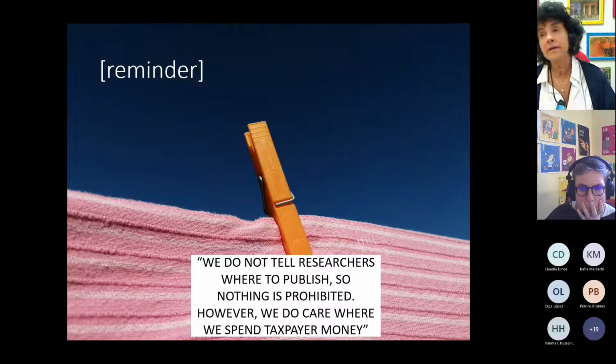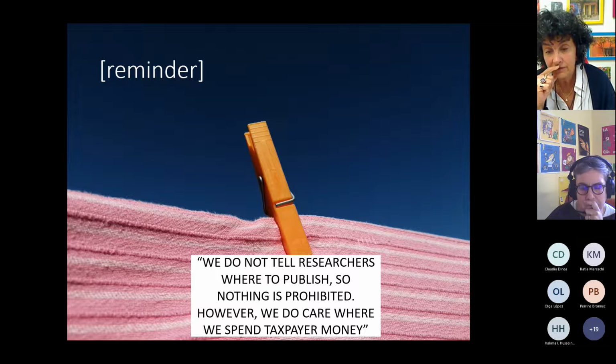Just a reminder here, it's not that at the Commission they became bad boys and they no longer want to pay for your open access costs. This is a private conversation with a person working at the Commission. We do not tell researchers where to publish, so nothing is prohibited. As we saw, you have first option ORE, second option open access journal, third option any subscription-based journal. However, we do care where we spend taxpayer money.